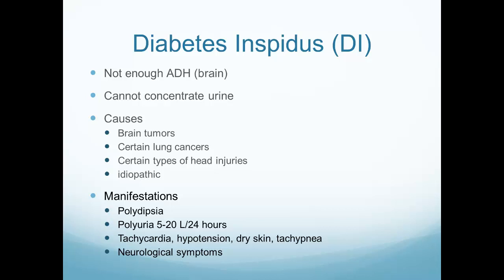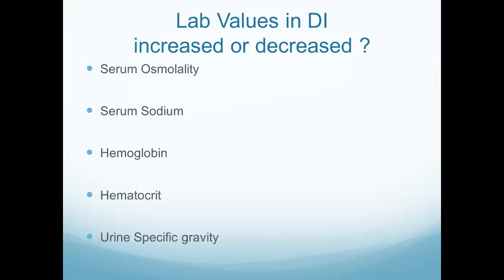Let's go down and take a look at these manifestations. Polydipsia is if the patient wants to keep drinking. So they feel dehydrated, and they want to keep drinking. They have polyuria, which means their urine output is very high. Again, not enough antidiuretic hormone. If there's not enough antidiuretic hormone, that means the person's going to be diuresing. Tachycardia, hypotension, dry skin, these are all things related to being dehydrated. Neurologic symptoms, okay, so lots of signs and symptoms of having diabetes insipidus. Again, we just talked about some of these in relationship to having a volume deficit. They'll be similar, maybe, in our patient who has diabetes insipidus. Let's see how they're different.